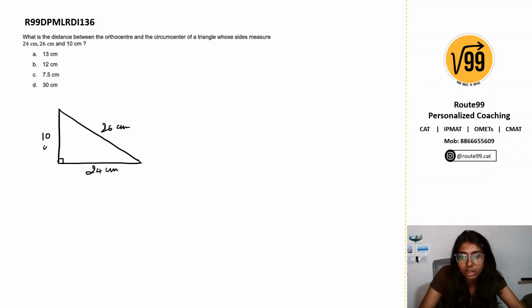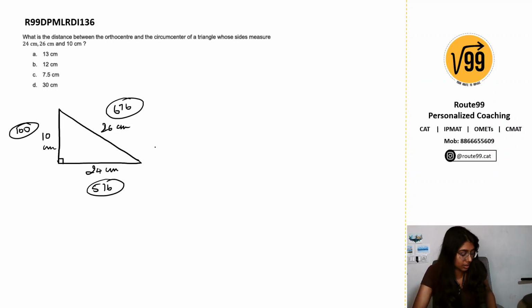How do I know that? Because 26 square is 676, right? And 24 square is 576, 10 square is 100. If you add 100 and 576, you get the result as 676.